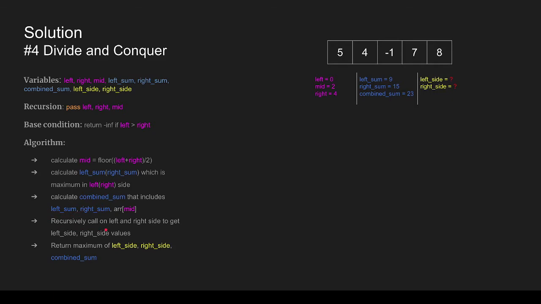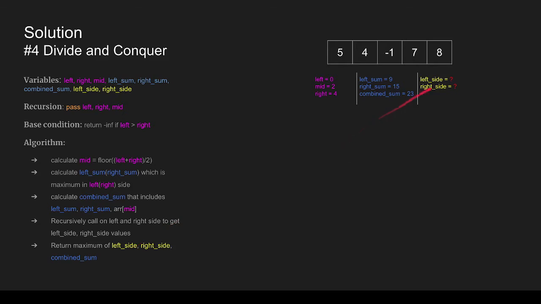Whatever values we get for the maximum subarray on the left side and the maximum subarray on the right side, along with the third value that we already calculated, where the mid element is involved in the solution, we return the maximum of those, and that becomes our solution.